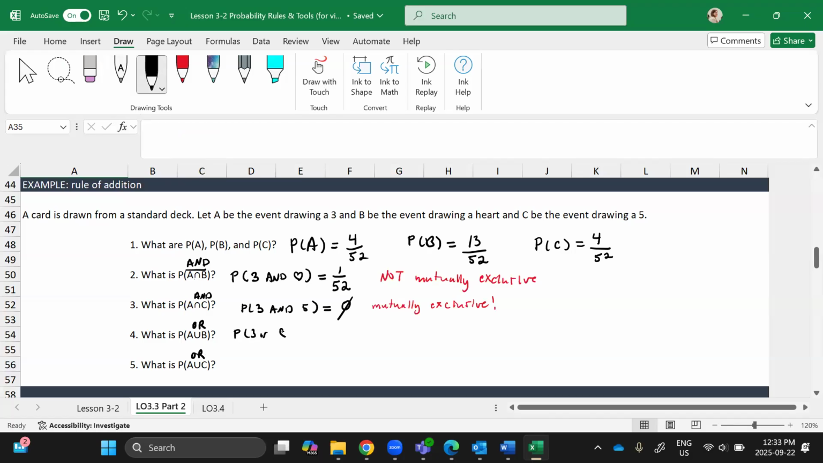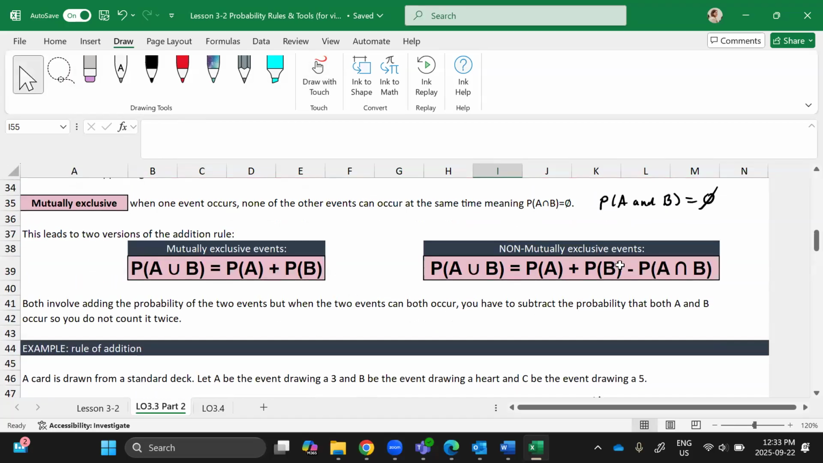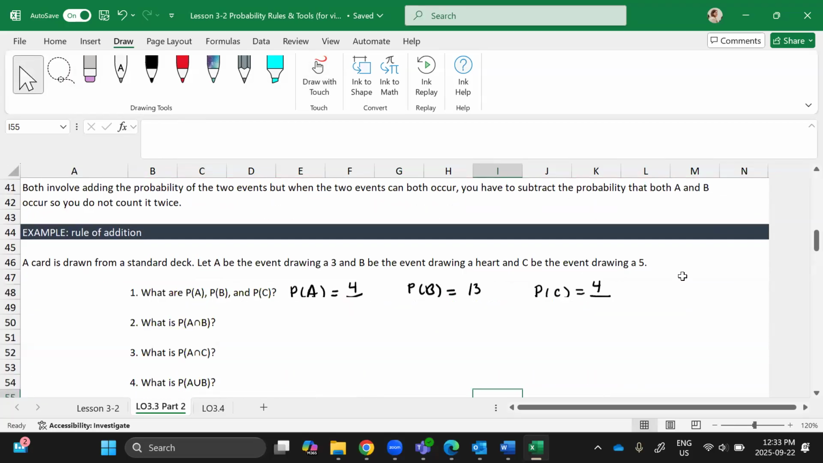So for A or B, basically what that one's saying is 3 or heart. So that would be all the threes. There's four of them out of 52. All the hearts, 13 out of 52. But the problem is, when we calculated all the threes, we included the 3 of hearts. Then when we calculated all the hearts, we also included the 3 of hearts. So to not double count it, if you have non-mutually exclusive events, the rule says you have to subtract the probability that they both happen.